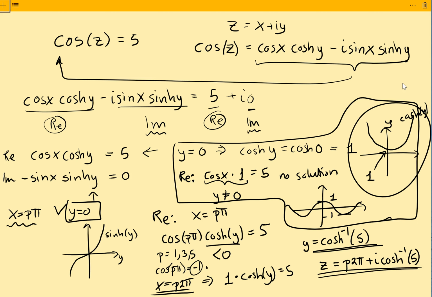You can actually evaluate what this number is from the definition of cosine hyperbolic, but that would take us a little too far in this video, and it also leads to a quadratic equation, which is solvable, but we'll leave that for another time.